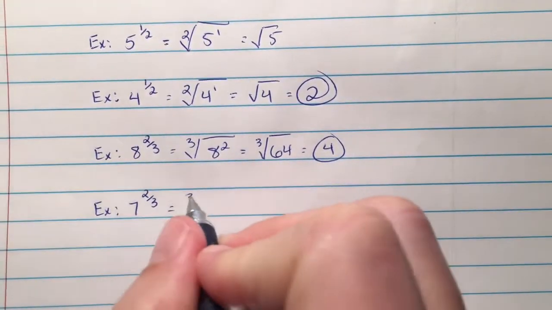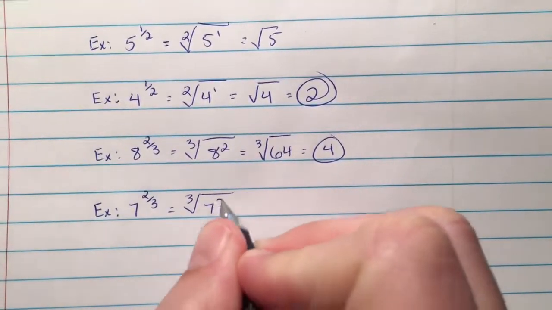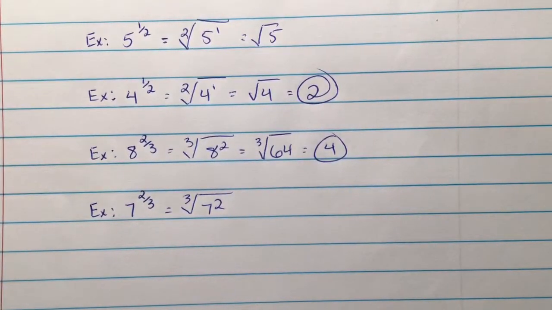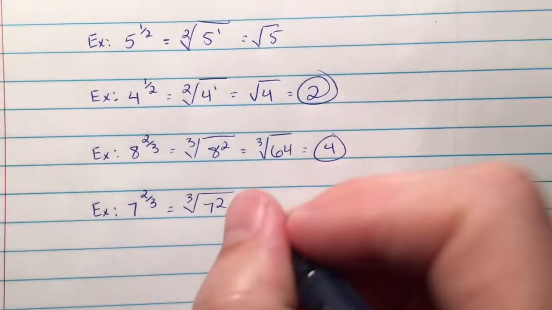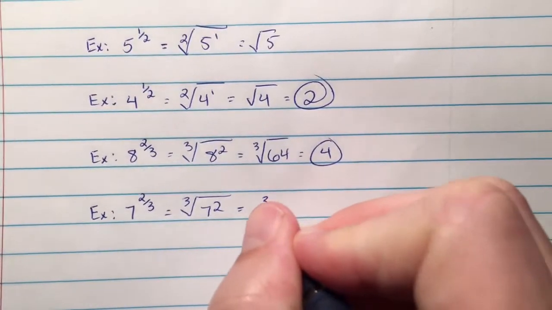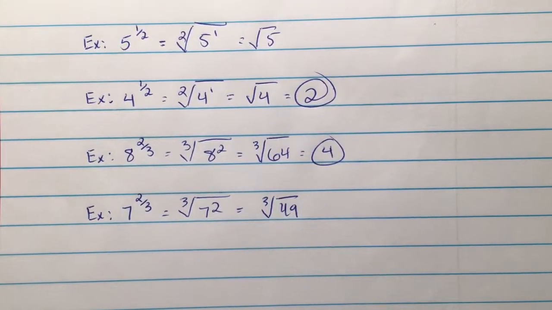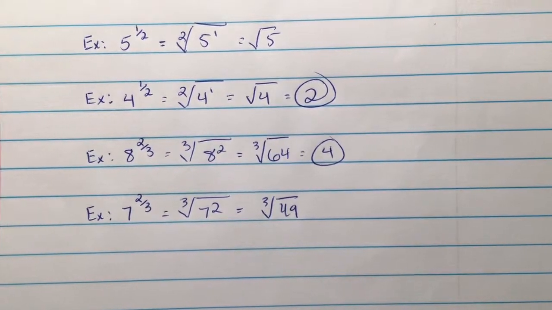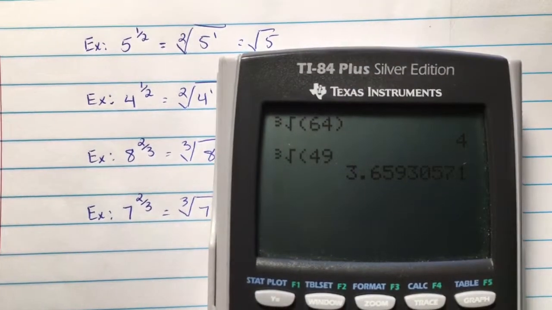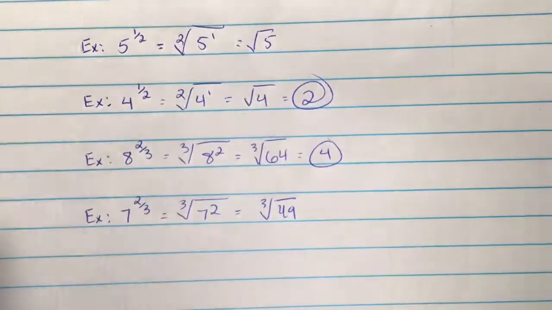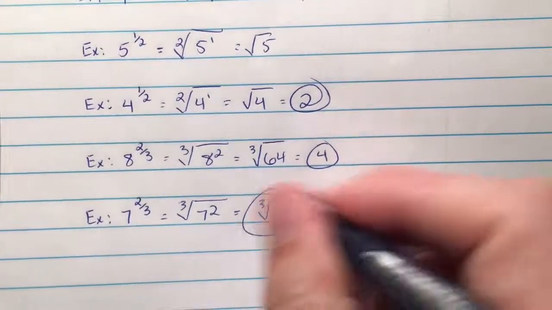Bottom out, 3 bumps to the outside, 7 squared stays in. If you go ahead and square the 7, you get 49. And if you try to take the cubed root of 49, you'll realize that you're going to get a decimal. We don't want to write out that decimal, we just want to leave it the way it is here.